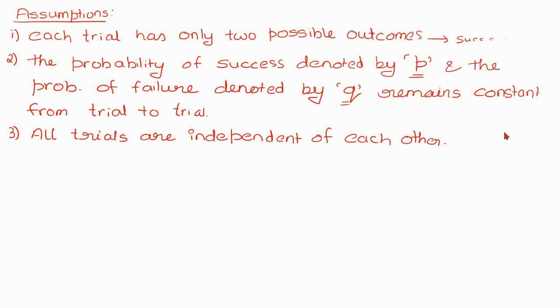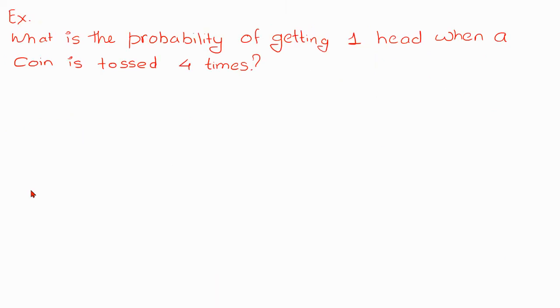Now these assumptions are important. If by chance the question comes, write a short note on binomial distribution, you will have to include these assumptions. Okay, now about the formula. How to calculate the probability of this? Suppose there are n trials, and let's see with this example.